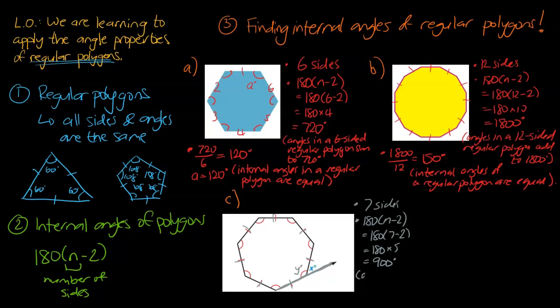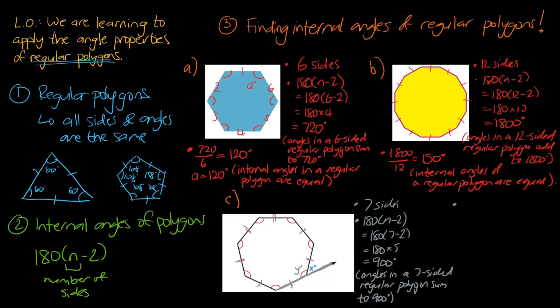So we'll write that down. Angles in a 7-sided regular polygon sum to 900 degrees. So we've done that. We're now going to do our next step, and that's when we chop it up into portions. So we know all of the angles in our shape add to 900.